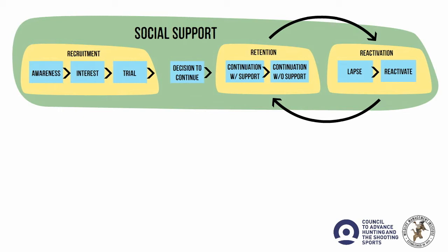To begin, let's do a general overview of the outdoor recreation adoption model. In general, what the model illustrates are the steps or stages that an individual goes through in their process of adopting a new activity. In our case, let's use the example of hunting.